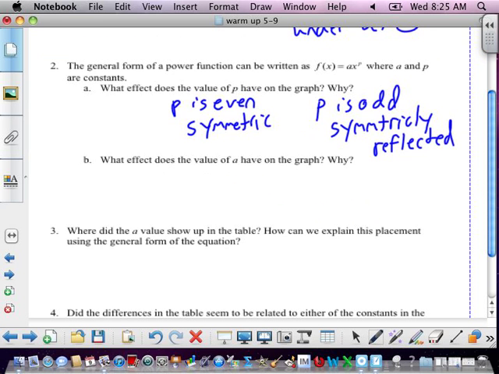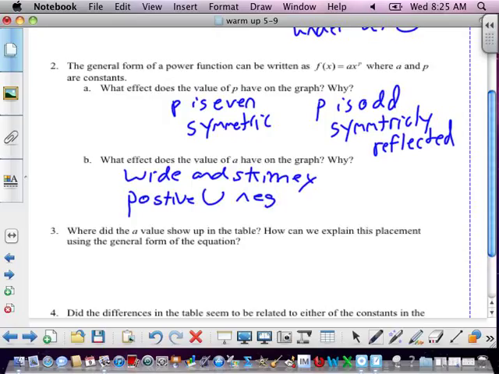Okay. What effect does A have on the graph? We've talked about this before. Yes. How wide and skinny. What else? There's one more thing. Yep, if positive or negative. If it's positive up or negative down. Good.